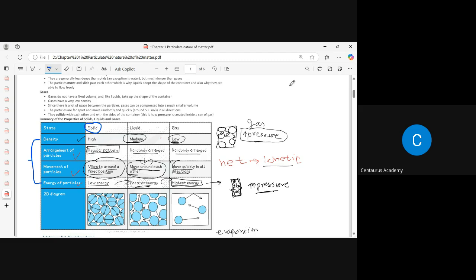Suppose I have a solid substance and I give it some amount of heat energy. Okay. This heat energy will be absorbed by these solid particles. As a result, this is going to change its physical state, and it is going to convert into its liquid state.